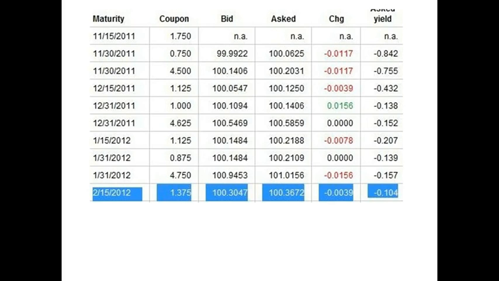The bid and ask prices are quoted as percentages of par value. The par value is $1,000. Therefore, the bid price of the highlighted issue is 100.3047% of par value, which is $1,003.05. The last column labeled Asked Yield is the bond's yield to maturity based on the ask price.